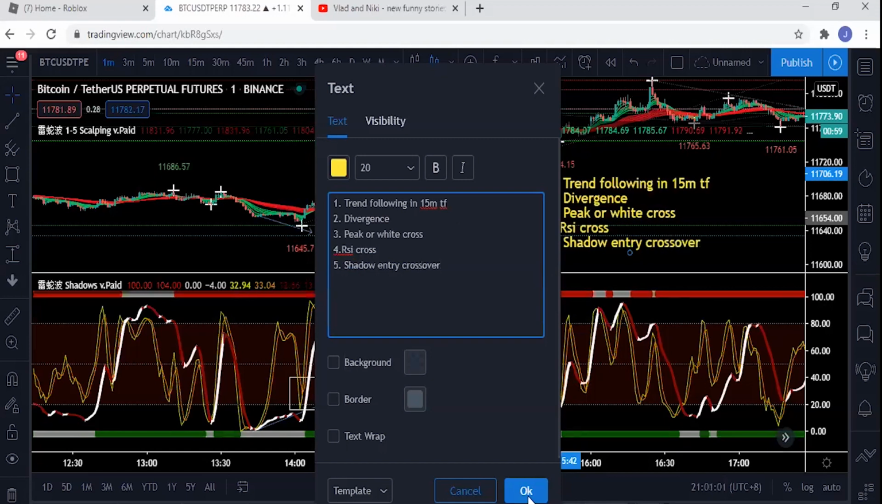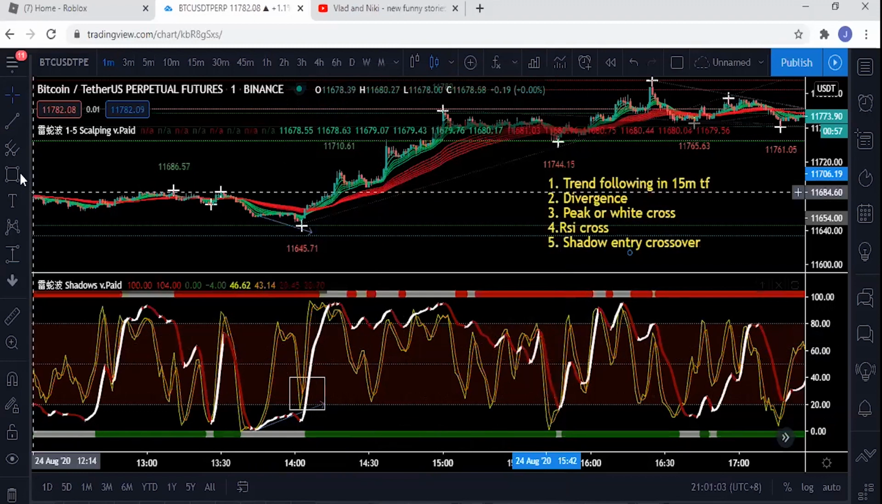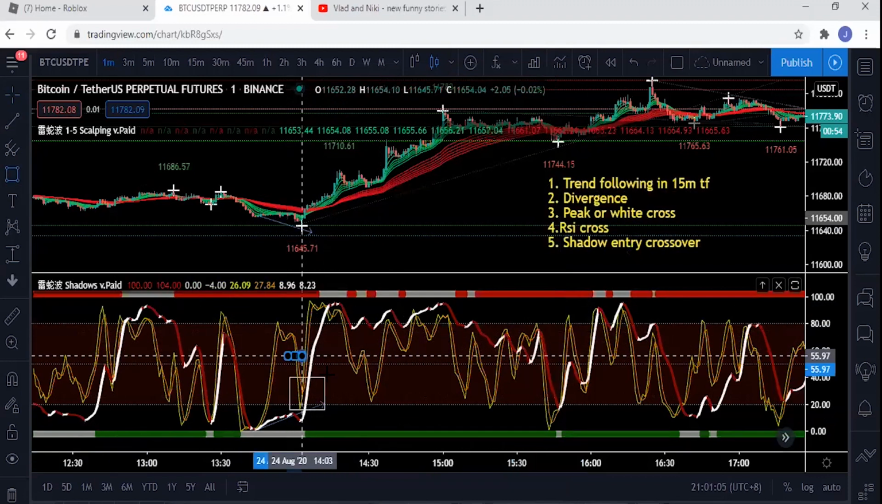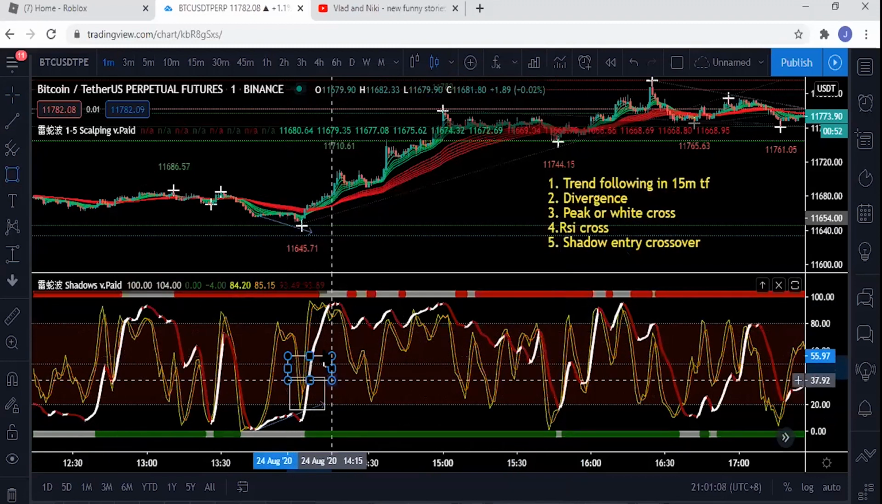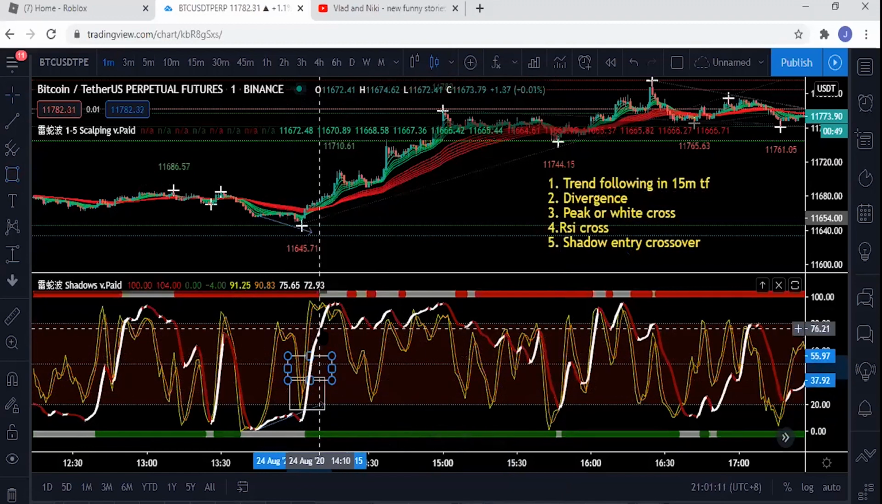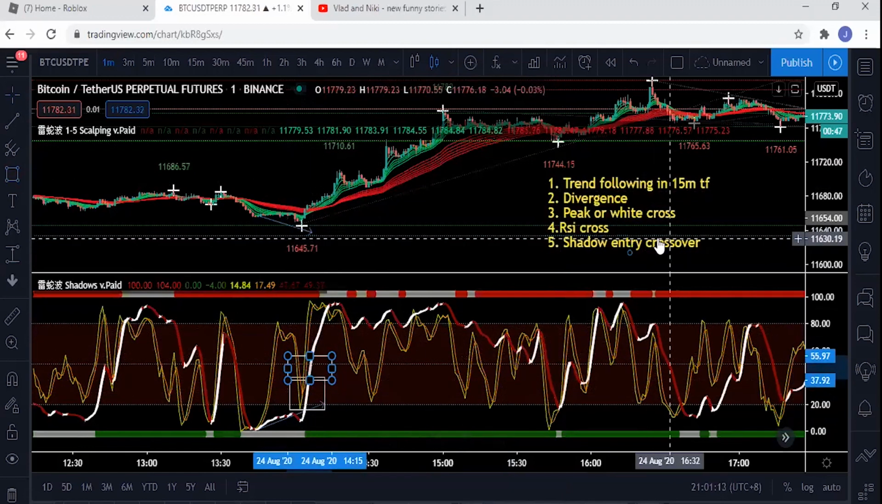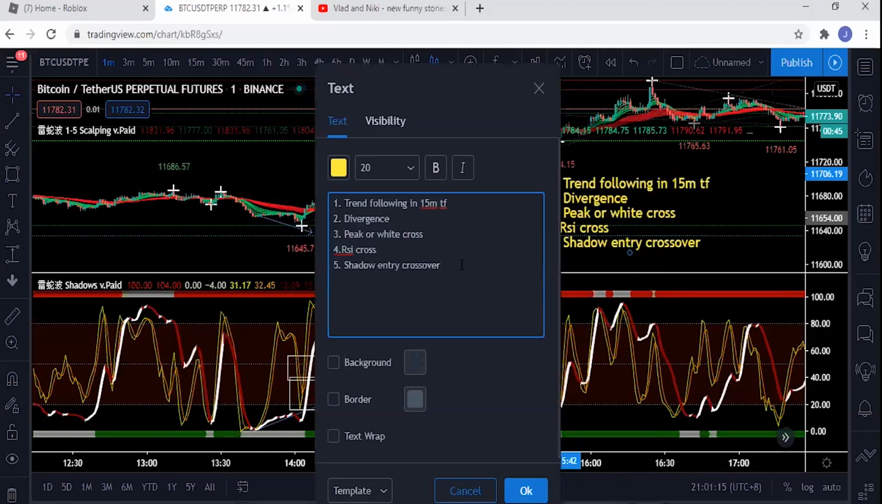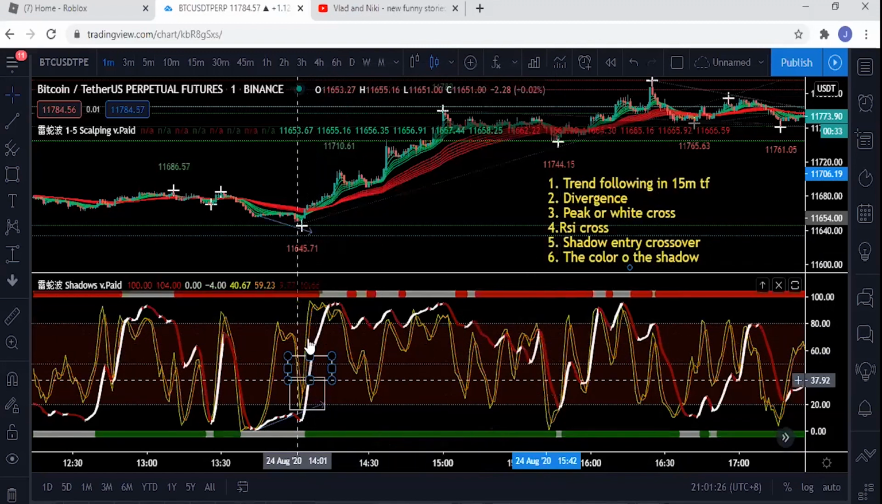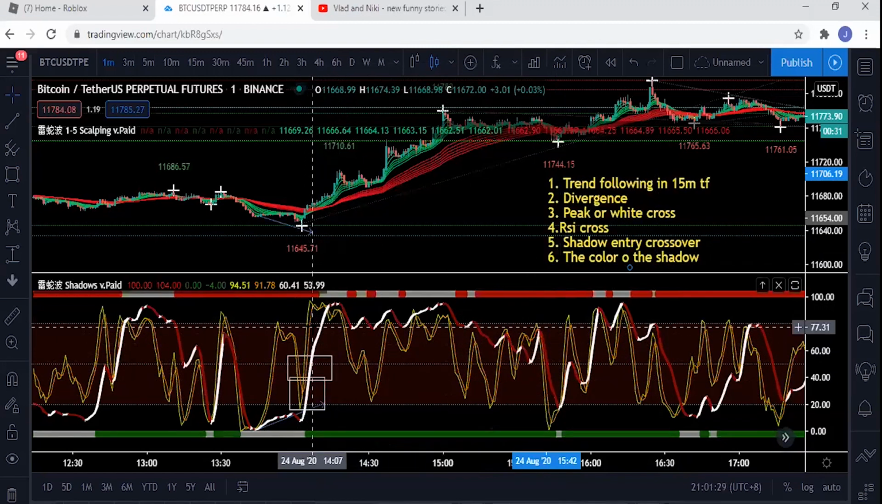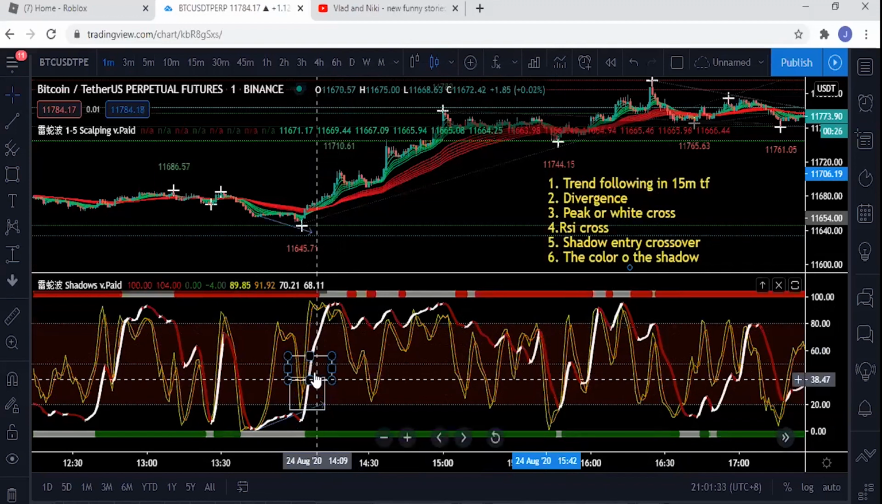This one. Next is the color of our shadow. Our sixth criteria is the color of our shadow. It confirms, white means bullish. Our next criteria is our shadow cross above 50 RSI. So this is now the one.